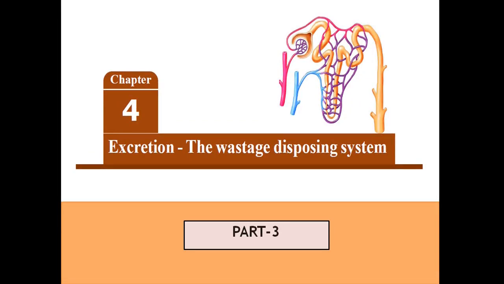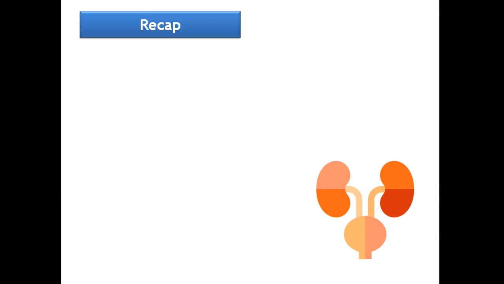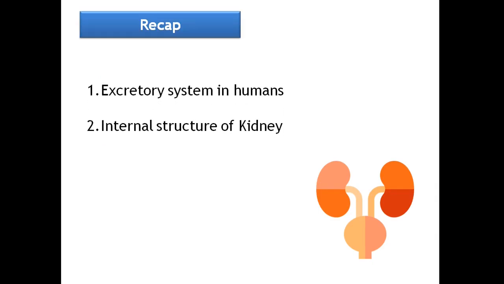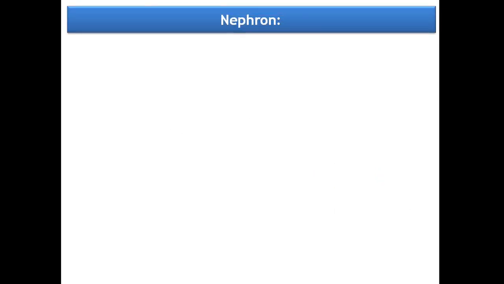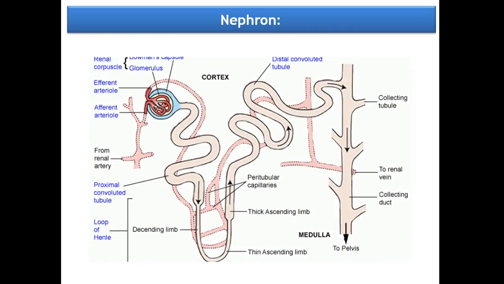Welcome to the third session of lesson 4, that is excretion, the wastage disposing system. In our last session, we have learnt about the excretory system in humans and the internal structure of kidneys. In this session, we are going to study the mechanism of urine formation and micturition. Before starting that, let's recapitulate the structure of the nephron, which is the structural and functional unit of kidneys.